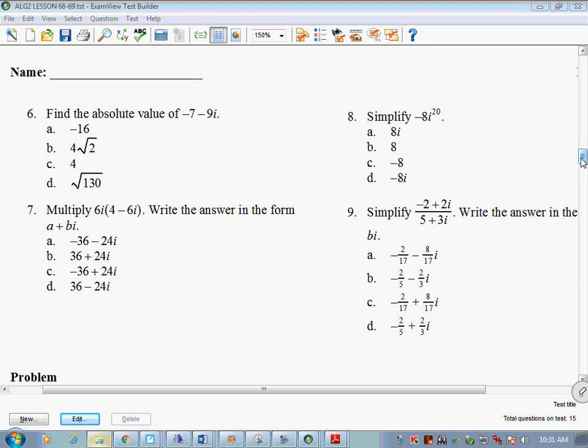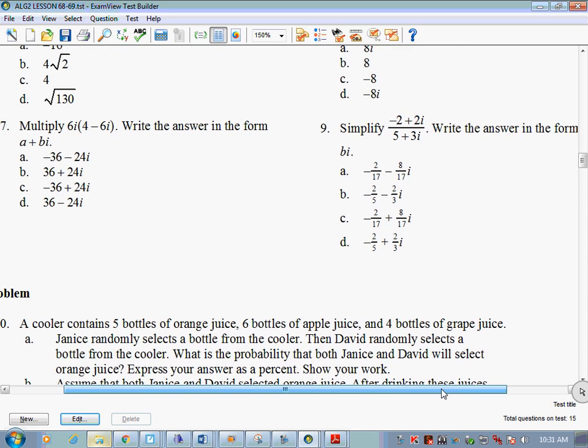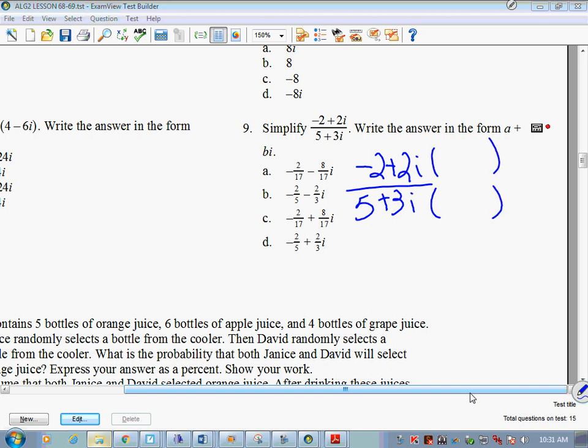All right, number 9. All right, this one we want in a plus bi form as well. Negative 2 plus 2i over 5 plus 3i. All right, this one, they actually didn't go into this in this lesson. But because it's a complex denominator, we're going to multiply the top and bottom by the conjugate of the denominator. We've done this with square roots, right? Where I had radicals in the denominator.